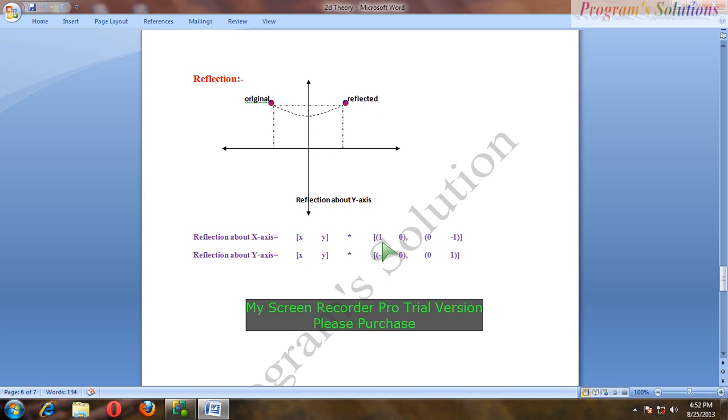The formula for that is this. The x and y represent the coordinates of the image. Here we have taken only a dot, but you can take a line or a rectangle or any 2D image.